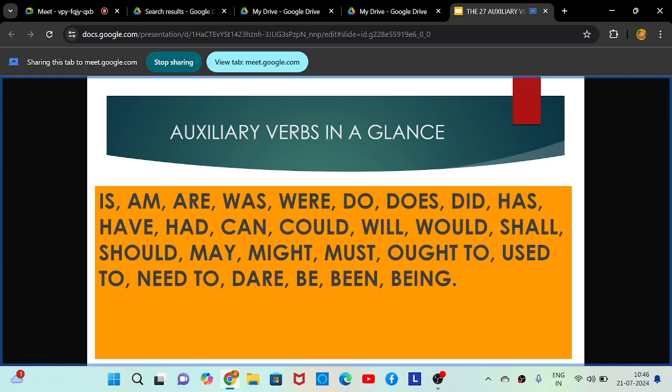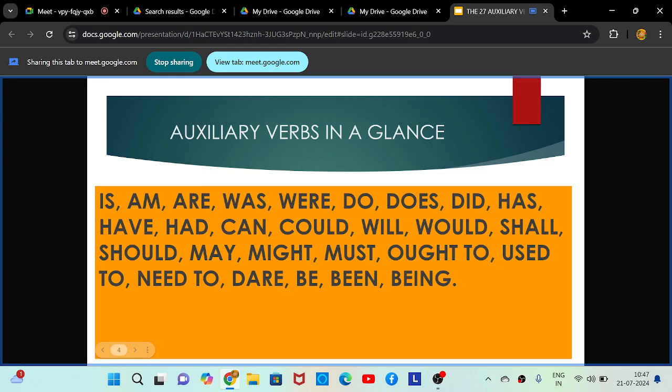Auxiliary verbs themselves are again divided into two: primary auxiliaries and modal auxiliaries. That's what we are studying now. We read 27 auxiliary verbs. Out of that, the first 11 and be, been, being are called primary auxiliaries. Clear? Now starting from can, could, will, would, shall, should, may, might, must, ought to, used to, need to, the remaining helping verbs are called modal auxiliaries.